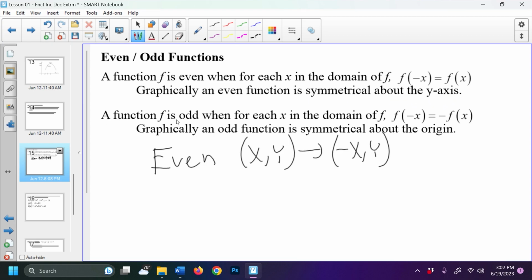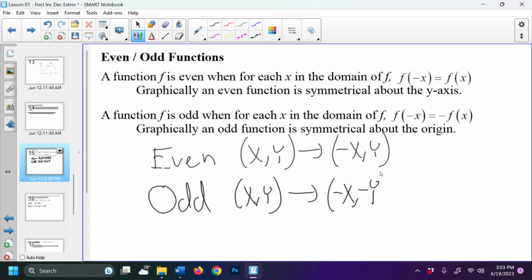A function is odd when for each x in the domain of f, f of negative x is equal to negative f of x. If a function is odd, for any point x, y, the function must also contain the point negative x, negative y. And what that means is that graphically, an odd function is symmetrical about the origin. Now let's take a look at two examples.